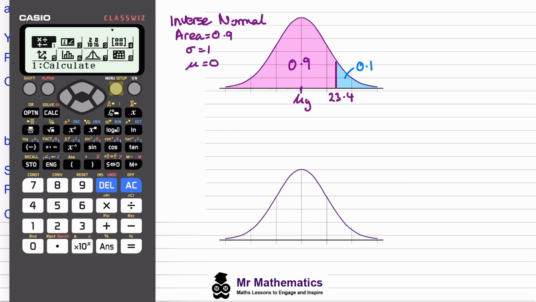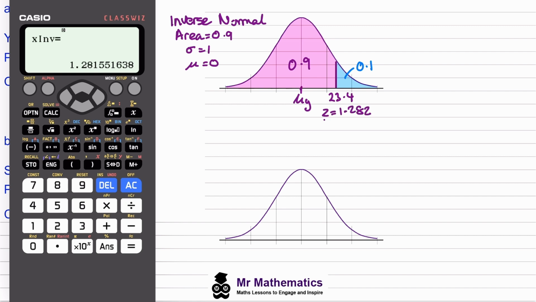We go to menu, we want distribution, option 7. We want inverse normal. We know the area is 0.9. Sigma and mu are 1 and 0. And this will give us a z value of 1.282.